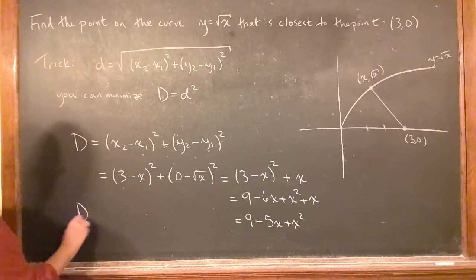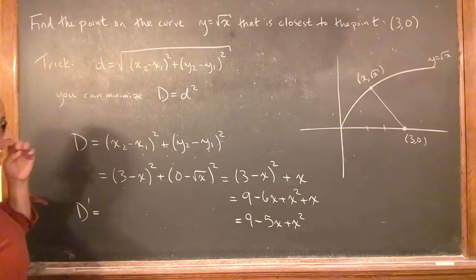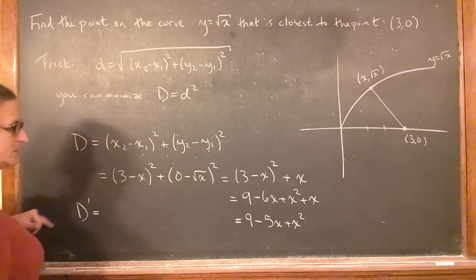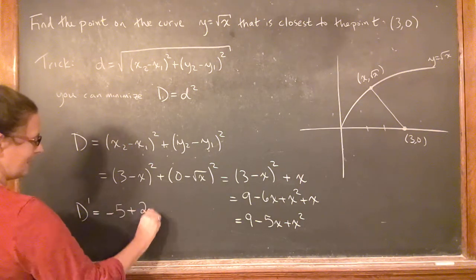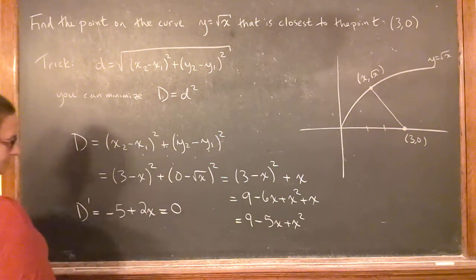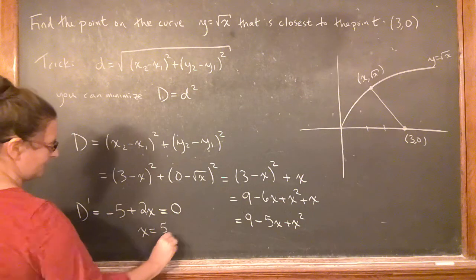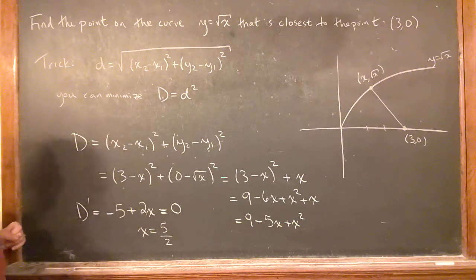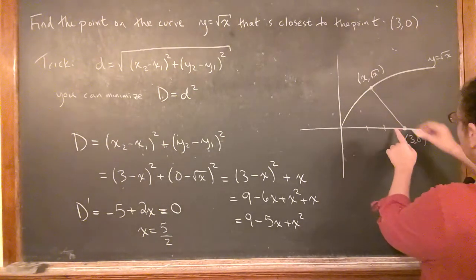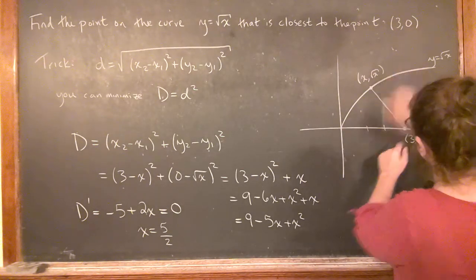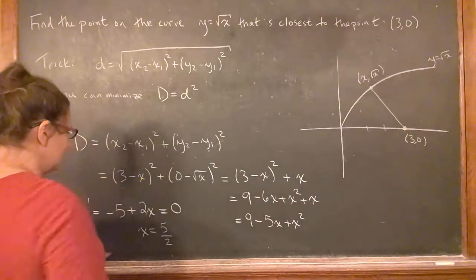Now if I want to take the derivative to find the minimum, I have minus 5 plus 2x. So x equals 5 halves. Okay, so it is somewhere over here, though not quite. Maybe it's here. It must be this one. I didn't draw it exactly right, but x equals 5 halves.